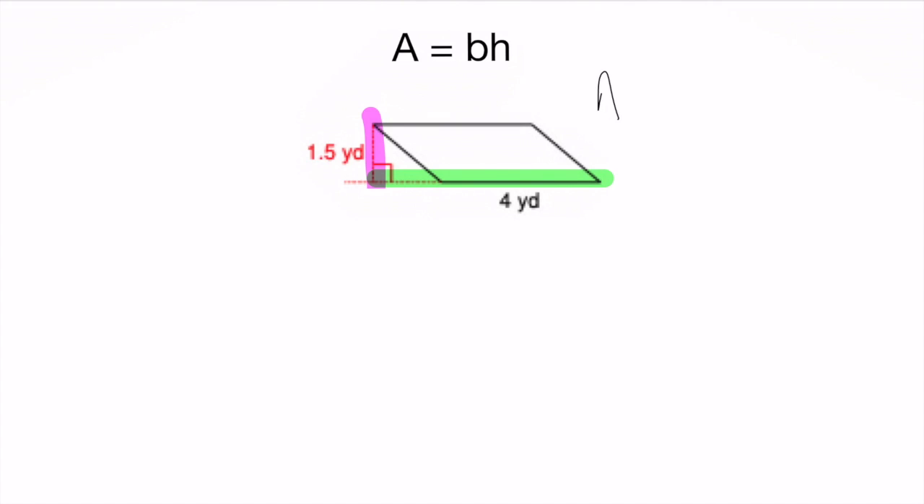So we're going to have area equals our base, which is 4, times our height of 1.5, which would give us 6 yards squared.